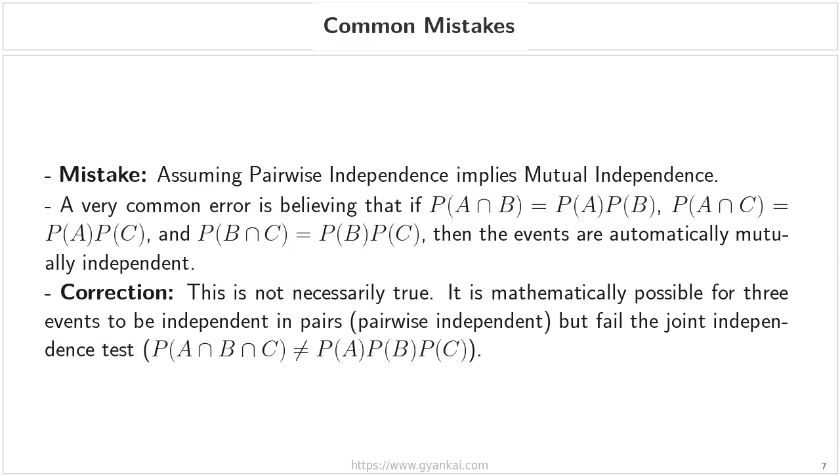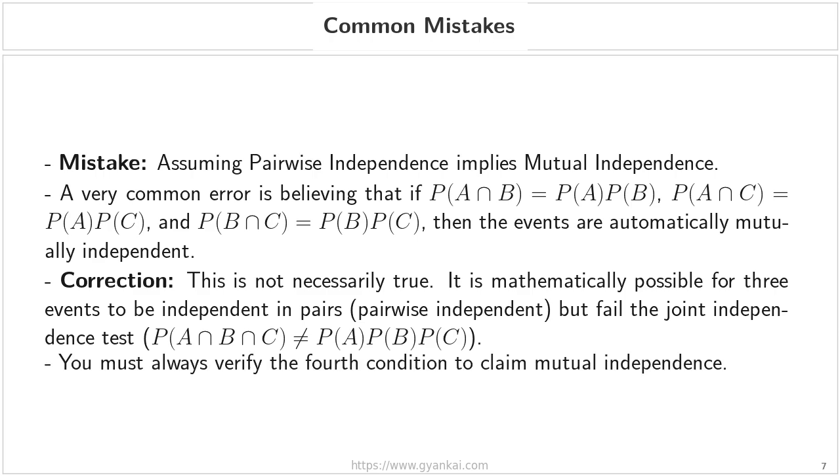However, I must correct this misconception. This is not necessarily true. As we discussed in the previous slides regarding joint independence, it is mathematically possible for three events to be independent in pairs, meaning they pass all three pairwise tests, but still fail the joint independence test. This happens if the probability of A intersection B intersection C does not equal the product of the individual probabilities of A, B, and C. So, the key takeaway here is that you cannot skip any steps.